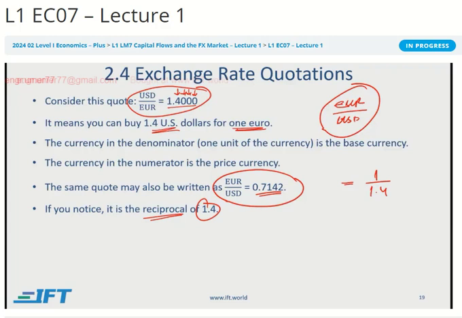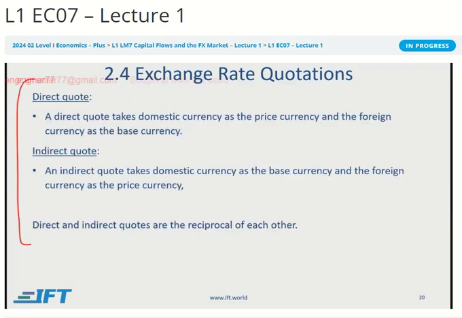So what is a direct quote? What is an indirect quote? And tell me one thing. Let's say you are going to the local supermarket, and let's say you live in the US. So everything in the supermarket obviously will have prices in dollars, right? If you live in London, when you go to the supermarket, everything will be in pounds. If you go to the supermarket in Germany, everything will be in euros, correct?